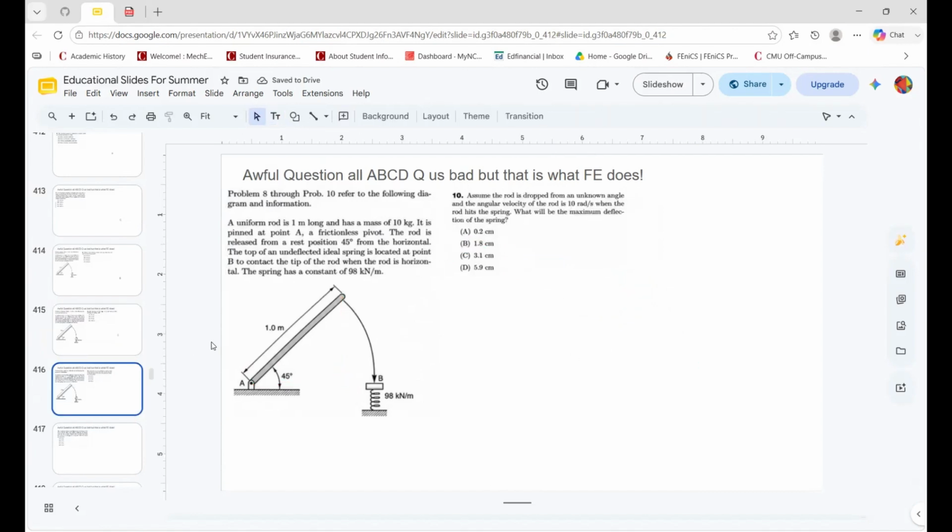That's the question. Assume the rod is dropped from an unknown angle. The angular velocity of the rod is 10 radians per second. Okay, the angle is not known. When the rod hits the spring, what would be the maximum deflection? Oh, okay, that's easy. Drop at unknown angle, but there's no potential energy interference, right? It's just pure when it hits the spring. Okay, so it's 1/2 I omega squared equal 1/2 kx squared. So that's what happens.